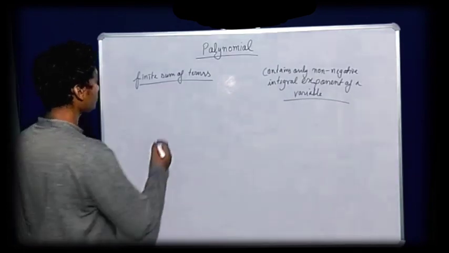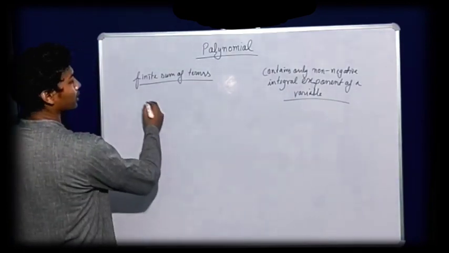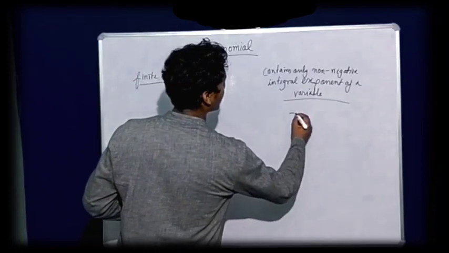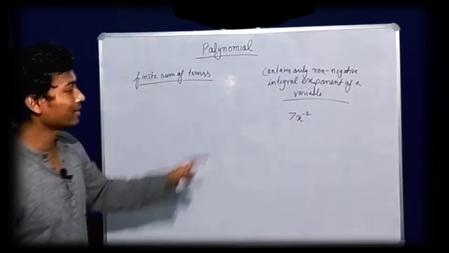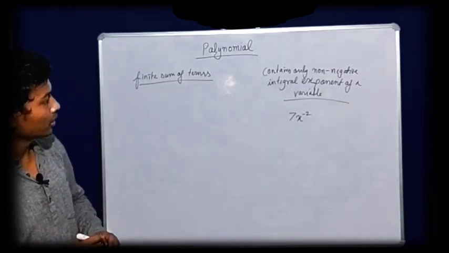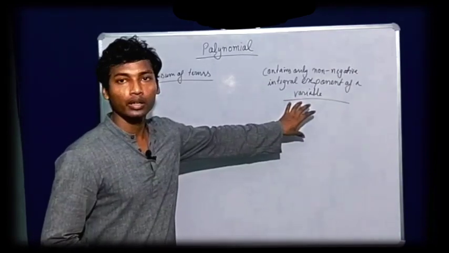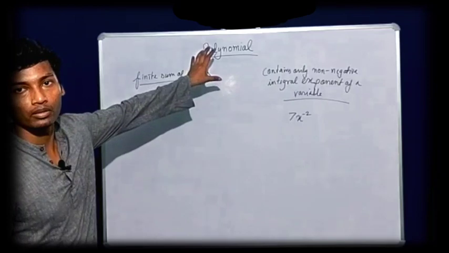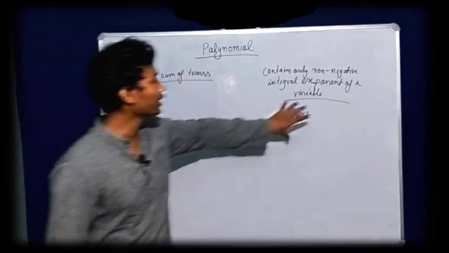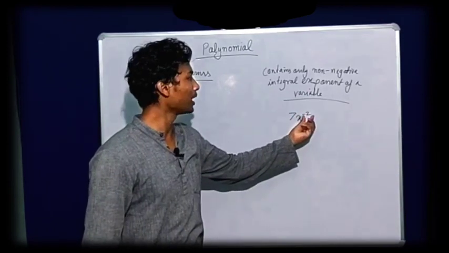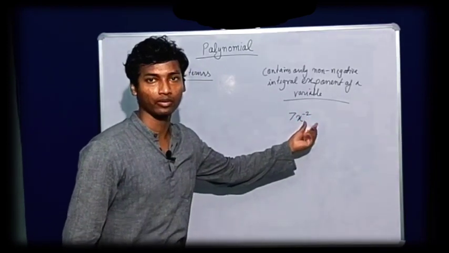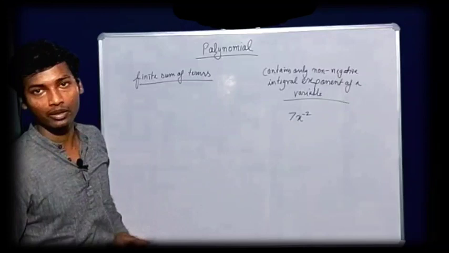So if I write 7x to the power minus 2, this term cannot be a part of the polynomial. So that algebraic expression that includes a term in which the exponential part or the index part of the variable is negative will not be termed as a polynomial.